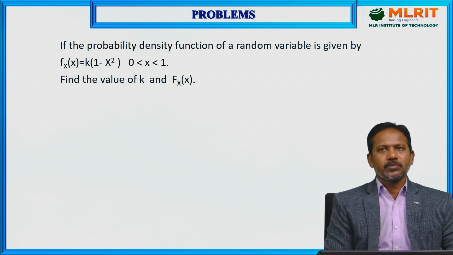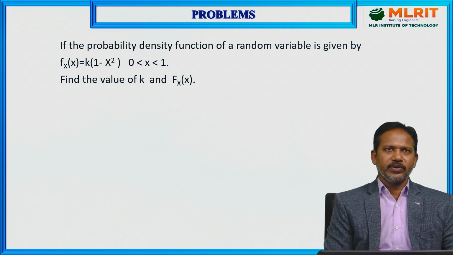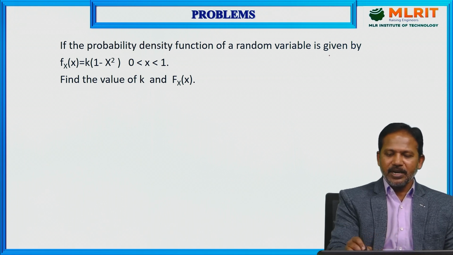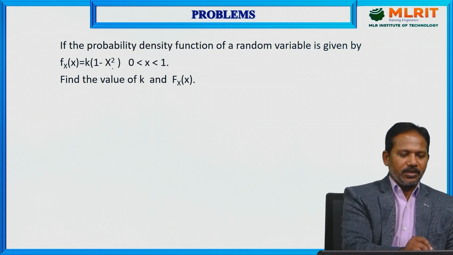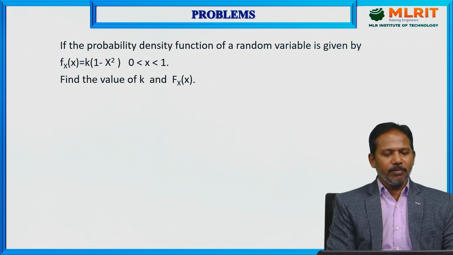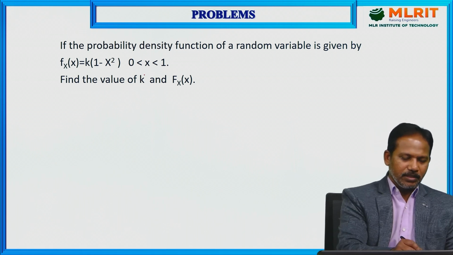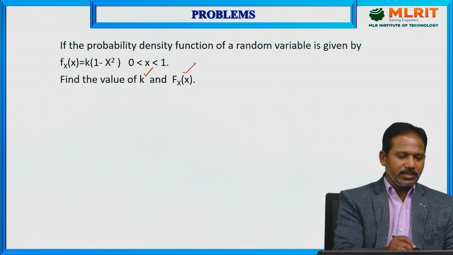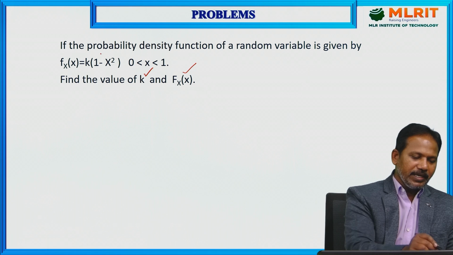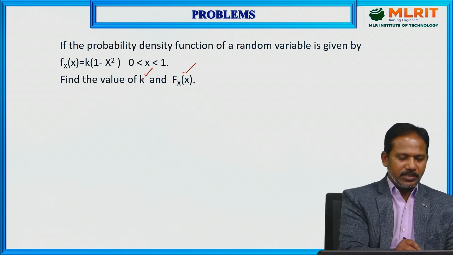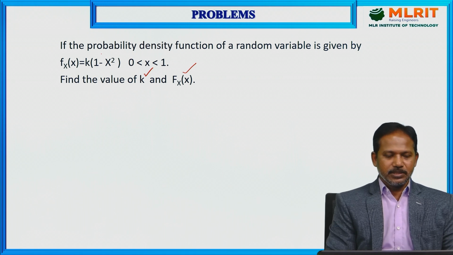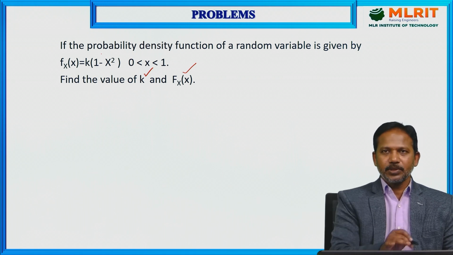Next, we need to see another problem related to that one only. See here, if the probability density function of the random variable is given by fx of x equal to k into 1 minus x square for 0 less than x less than 1, find the value of k and the probability distribution function. In that case, he is giving the probability density function. By using that, you need to find the k value and the probability distribution function. This problem is related to a continuous random variable.